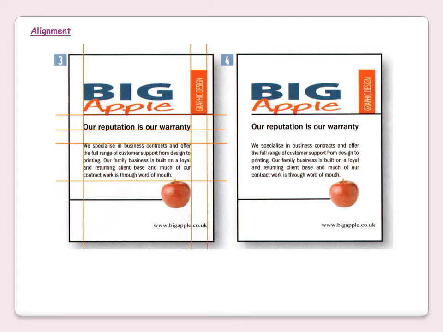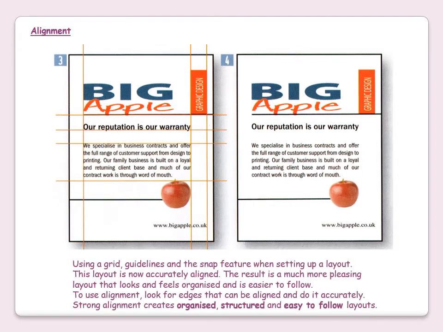By editing this, here you can see using a grid, guidelines and the snap feature when setting up a layout. This layout is now accurately aligned. The result is a much more pleasing layout that looks and feels organised and is easier to follow. To use alignment, look for edges that can be aligned and do it accurately. Strong alignment creates organised, structured and easy to follow layouts.